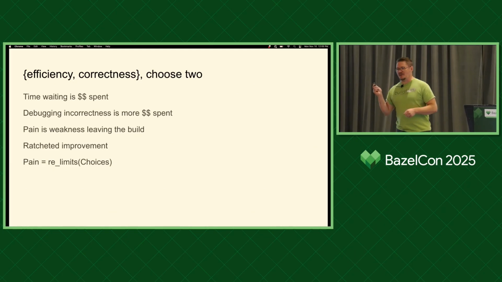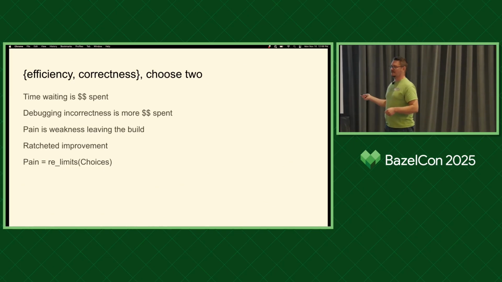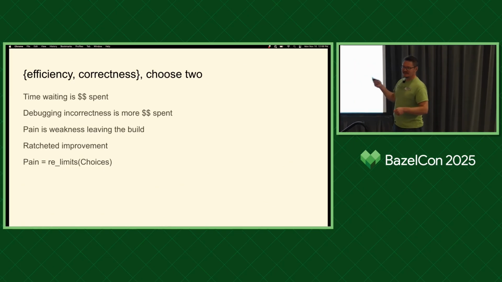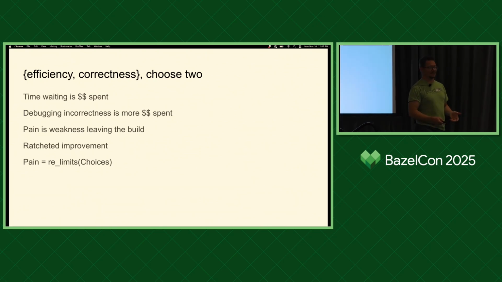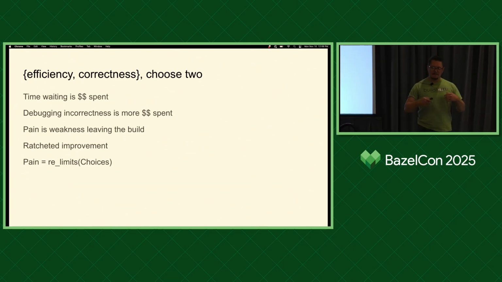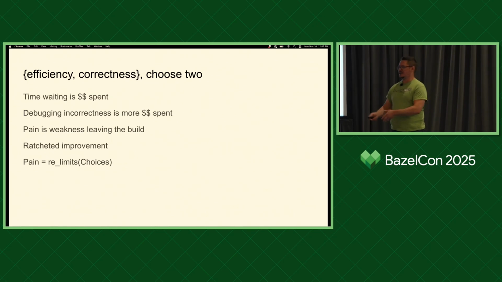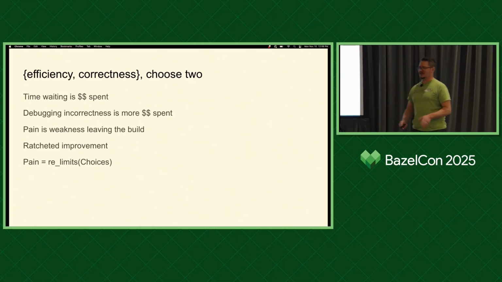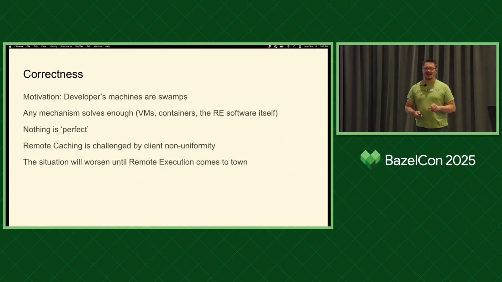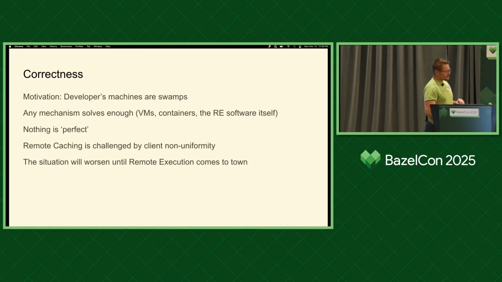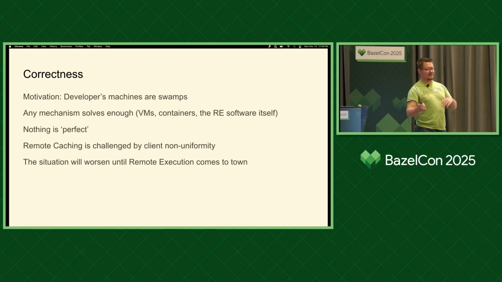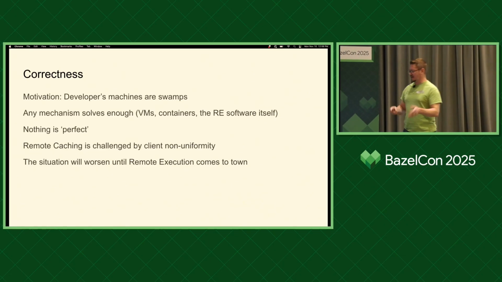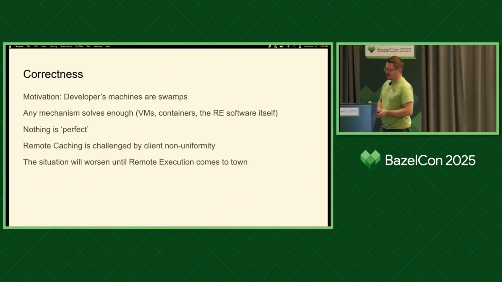The pain that we experience, though, is relative to a pretty succinct function. It's relative to a function of the remote execution limitations, what that system will provide you, but with some of the choices that you've offered into the build. And we'll get to the choices in a minute for what that means. Correctness on the side of the two choices of efficiency and correctness.